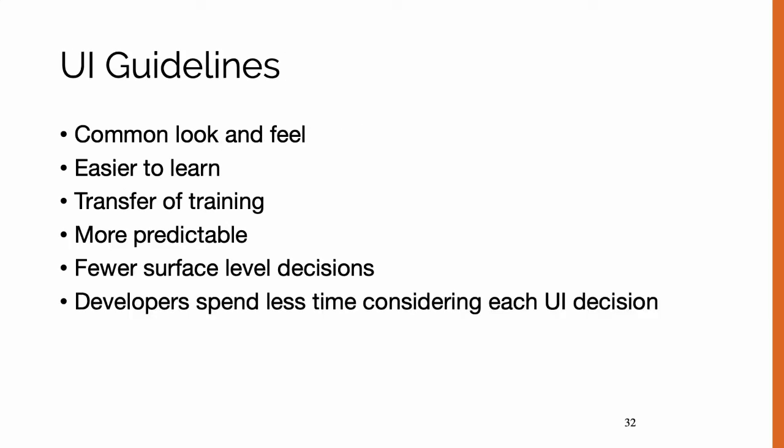All of this information should be provided in some kind of UI guidelines that are critical or important to your specific design or your particular platform. So basically, when you document your UI guidelines after you've designed these things, you can make sure other people who are contributing to it are adhering to your initial design intent. So that helps you get a common look and feel. It makes it easier for people to learn. It makes it more predictable. And basically developers then spend less time considering each UI decision because you've laid out for them what it is they ought to be doing.